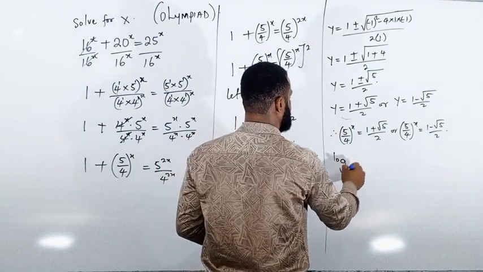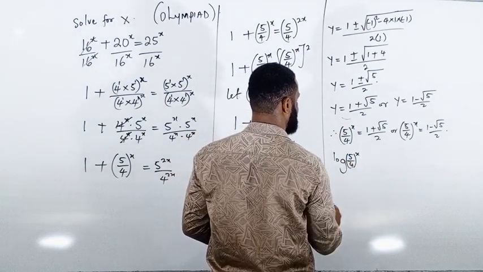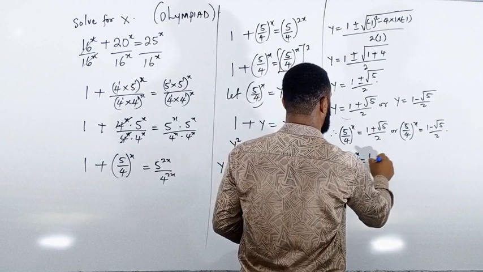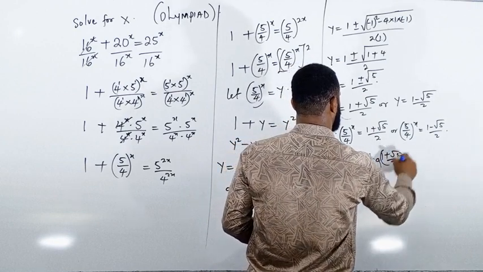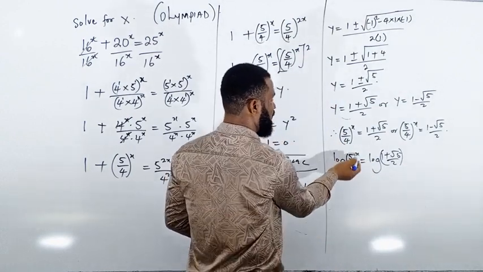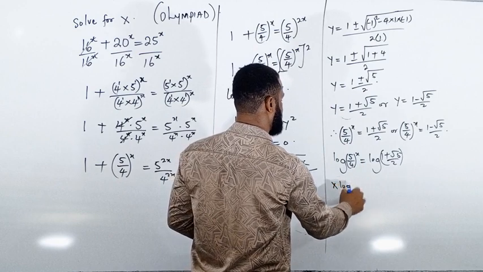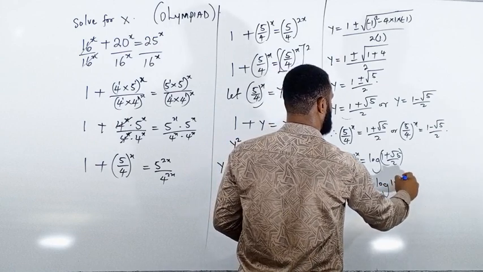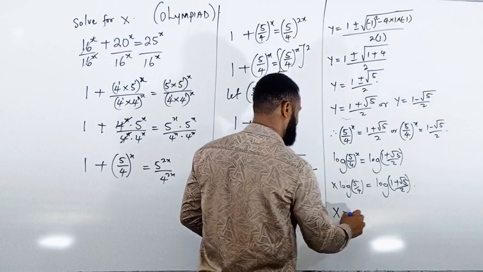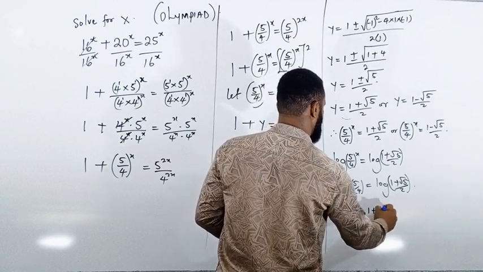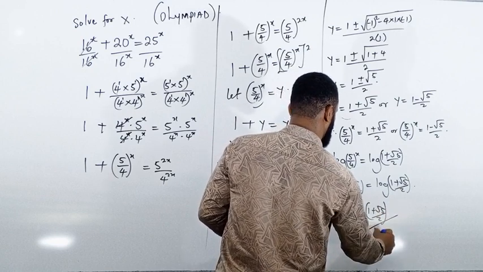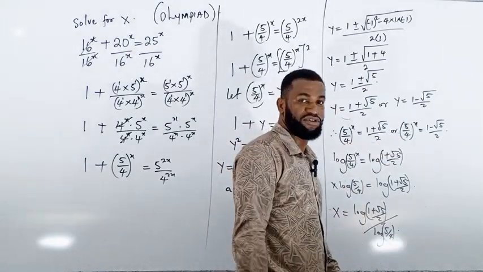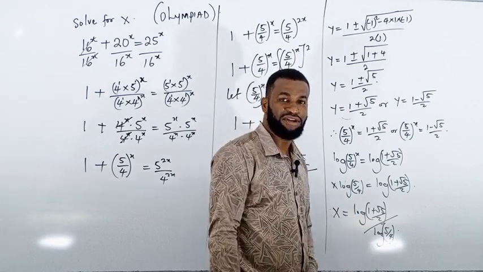So I'm going to have log of 5 over 4 all raised to power x, let's say base 10, or let's just leave it that way. We know it's base 10, is equal to log of 1 plus root 5 over 2. So according to the law of indices, the power will multiply the log. So I have x log 5 over 4 is equal to log of 1 plus root 5 over 2. Now x is going to be equal to log of 1 plus root 5 over 2, all divided by log of 5 over 4. I think I should stop here. I can also do the same thing here, but this is where I'm going to stop. If you can find the values of this, the value of x can be there.